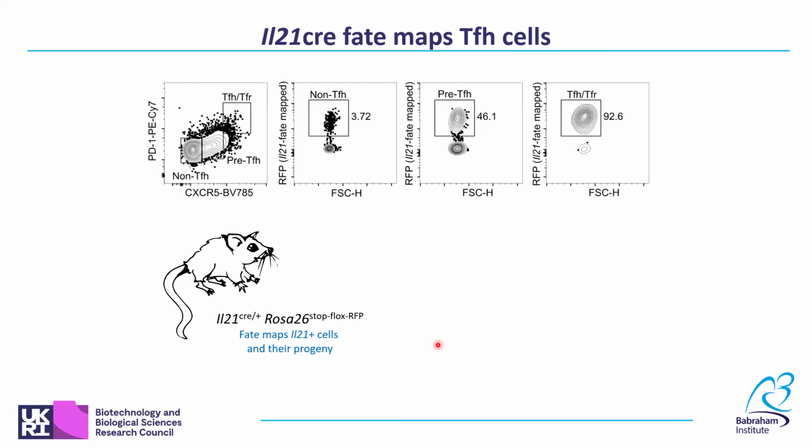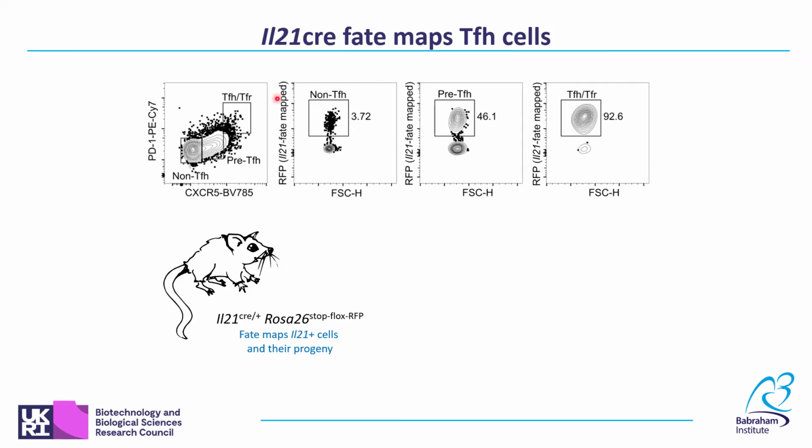If we look more in detail, we can take our activated CD4 cells and mark them with CXCR5 and PD1. And this is a way of demarking different types of TFH cells throughout their differentiation. So we have the non-TFH cells, which don't express either marker, the pre-TFH cells, which are a precursor population, which have intermediate levels, and then those that express high levels of both CXCR5 and PD1, and these mark our TFH and our TFR cells.